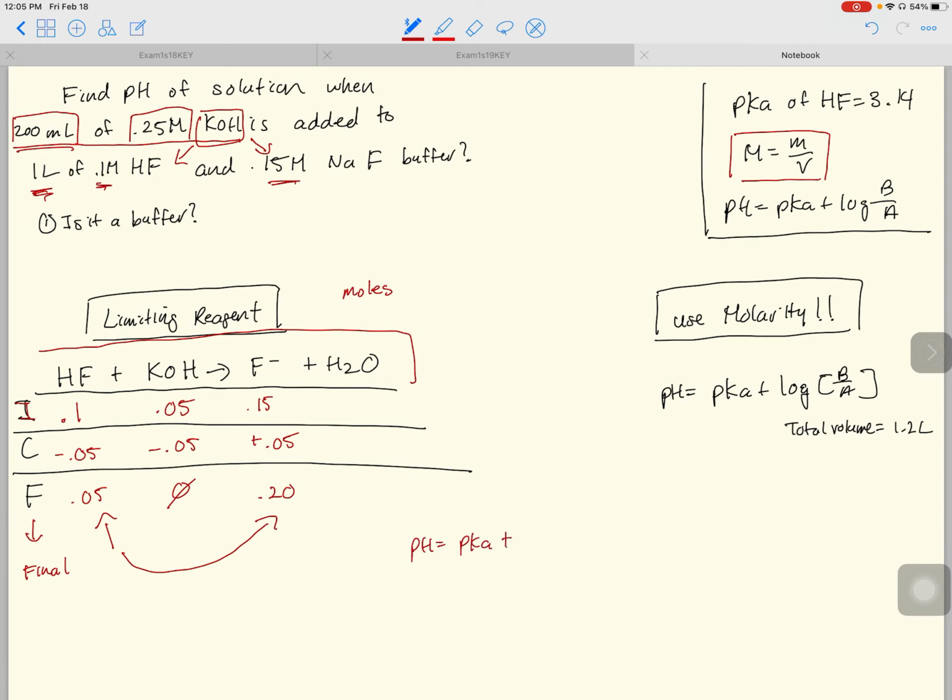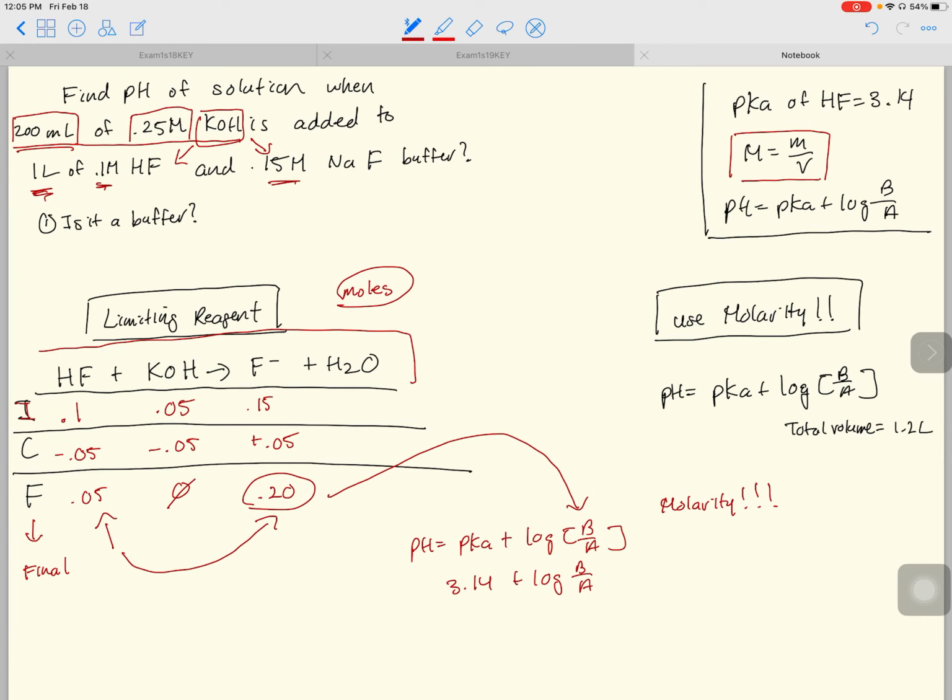And therefore, we can plug in the numbers. pH equals pKa plus log of base over acid. pKa, which I gave to you guys, is 3.14, plus log of base. Now, we have base here, 0.20 moles. Do I plug in this number right away? No, because the Henderson-Hasselbalch equation for a buffer is in molarity. And this is super important. Just to recap, limiting reagent is in moles, but when we want to use the Henderson-Hasselbalch equation, it has to be in molarity. So how do we find molarity?